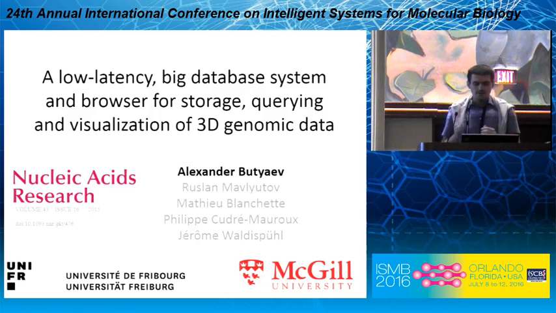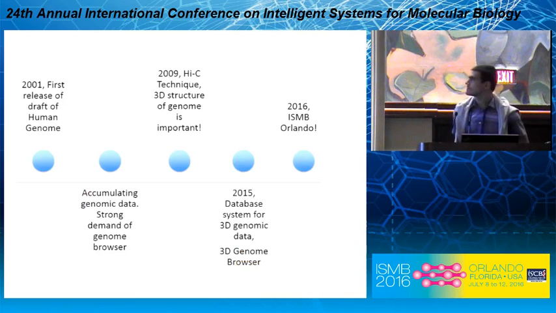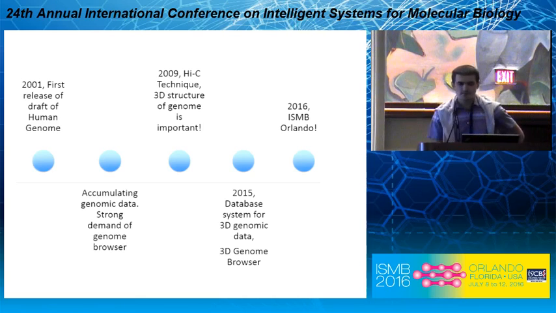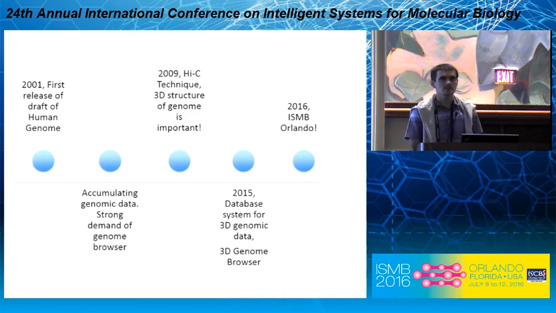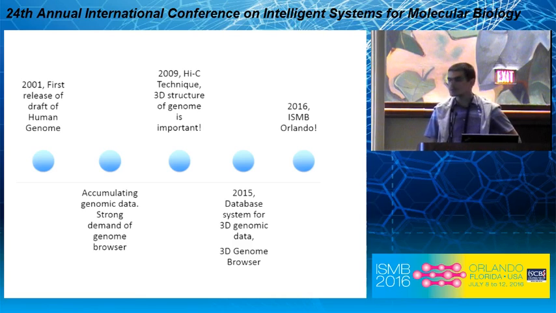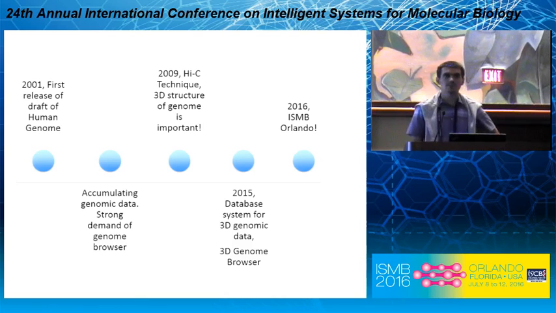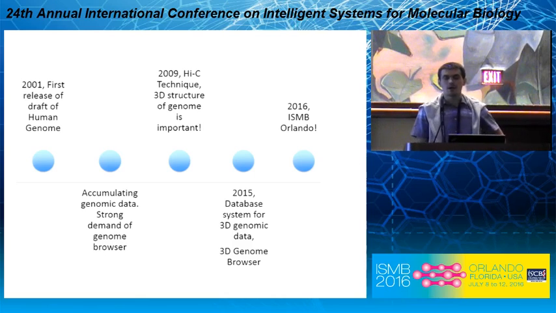So at the beginning, I want to start actually from 2001. This is the first release of the human genome, right? It was a game changer in the area. Actually, it appears to be a huge source of data. Also, it created huge potential for development in this area.